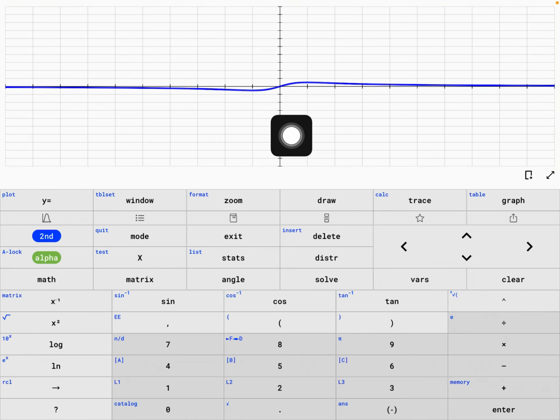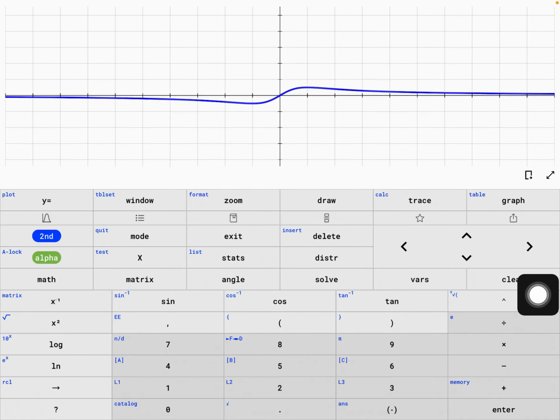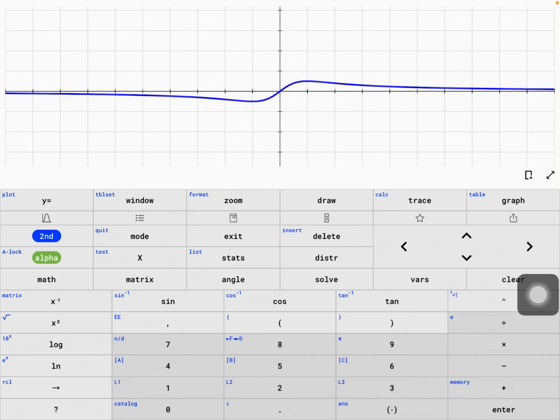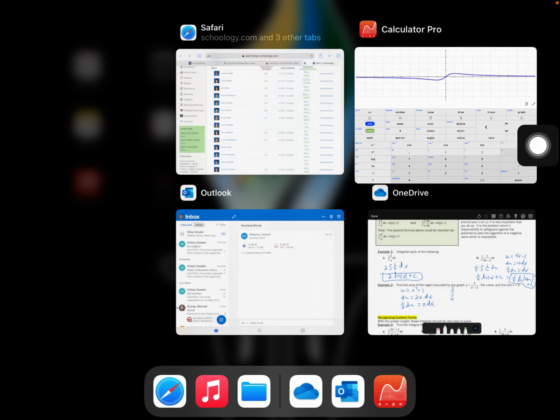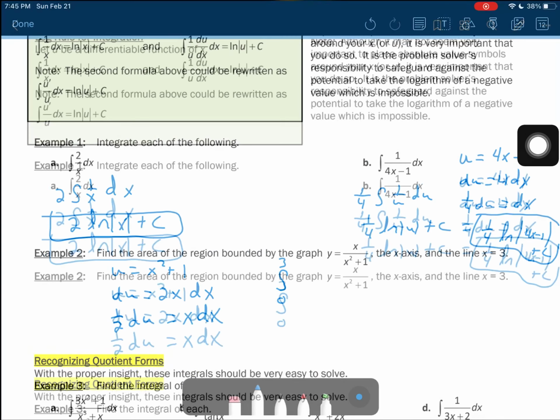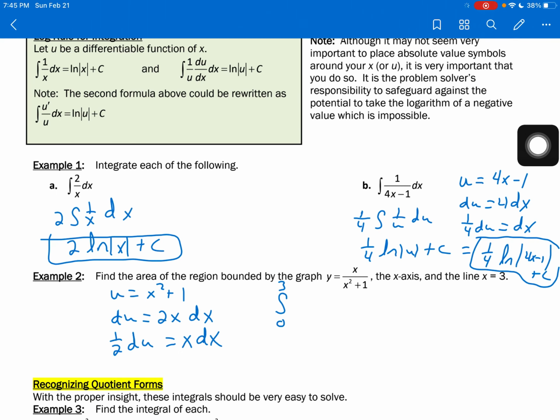Okay, so maybe zoom in on this just a little bit. Okay, so we're looking from 0 to 3, and it probably should have told us that we were bounded by the y-axis. I don't think it said that, but I think that was supposed to be in there: the x-axis, the y-axis, and the line x equals 3. I think it should have said the y-axis as well, just so that we know that we're starting at 0, but that was the intention of this problem.